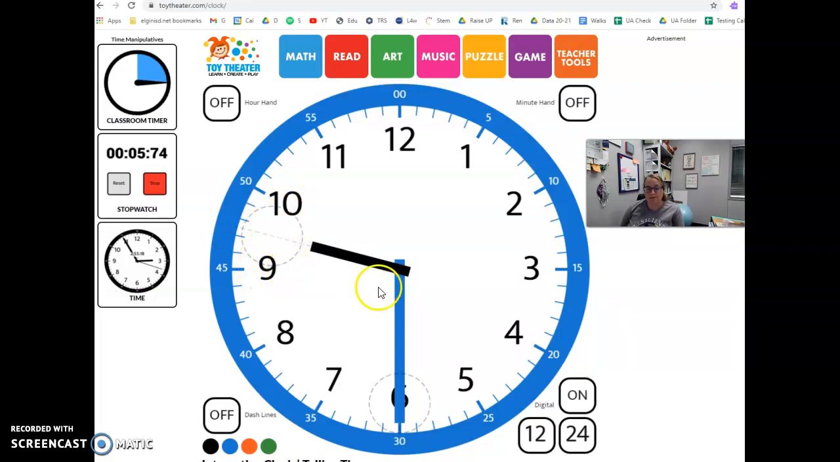So that helps us. So if I wanted to be really mean, which I'm not going to be right now, and turn off the minute hand, and I only had the hour hand, I could still look at this and I would know that it's 9:30 because my hour hand is pointing halfway between the 9 and the 10. Let's turn it back on for now.